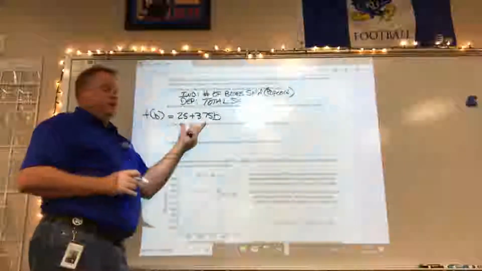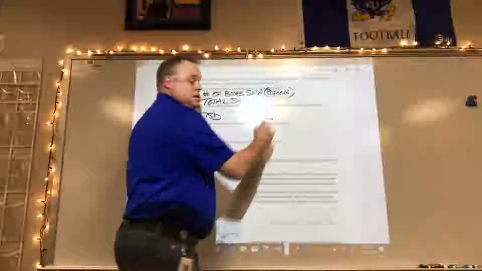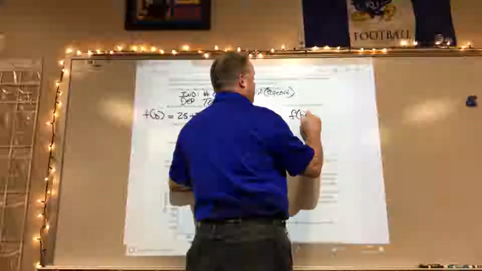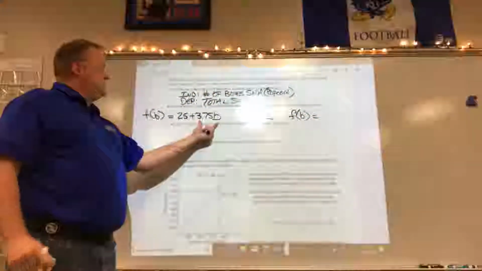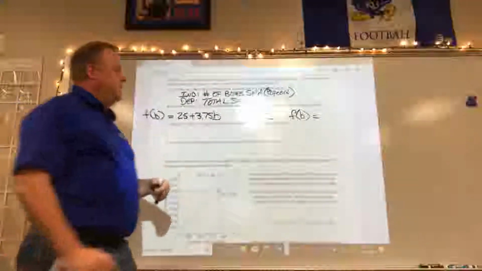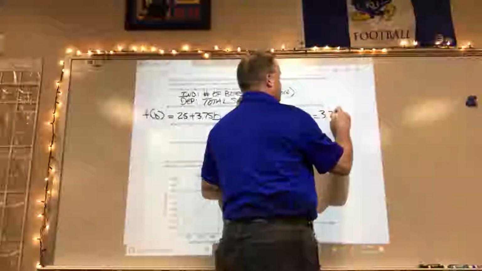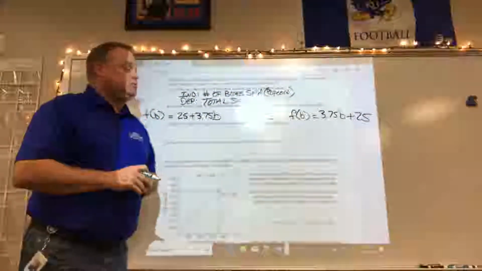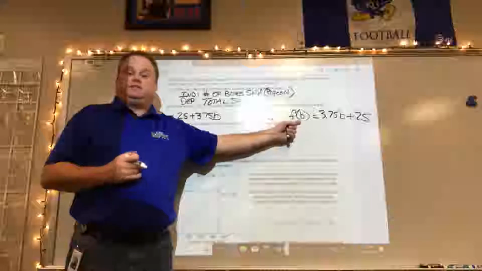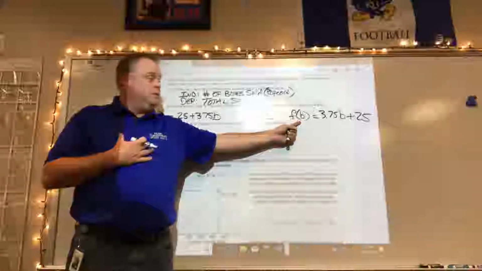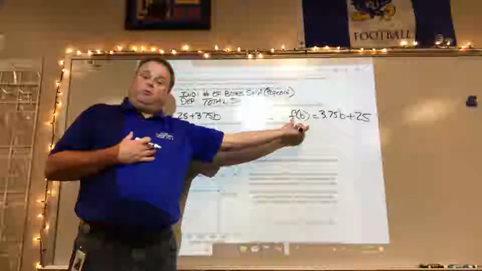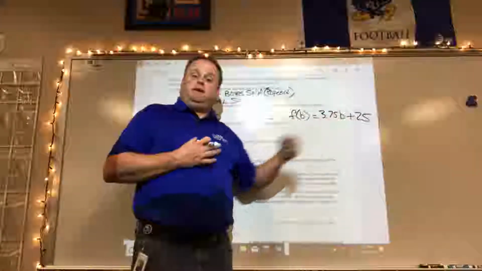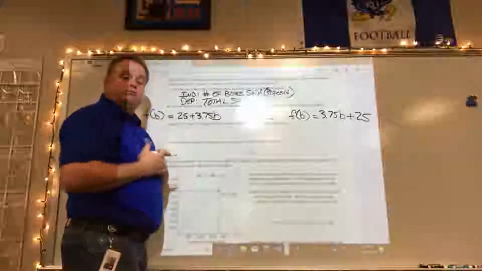I could write it another way as well, and that would be f of b equals 3.75b plus 25, instead of putting 3.75b behind the 25. Now the reason why I can rewrite it that way is it's in y equals mx plus b form. Instead of f of b, I would simply write y, and this would be y equals my mx and my b term. Both of these are correct though.